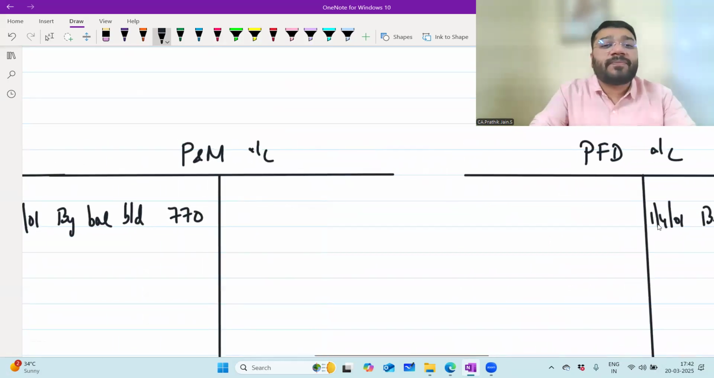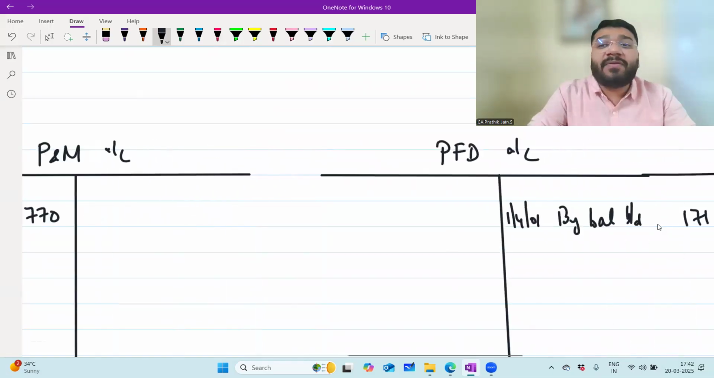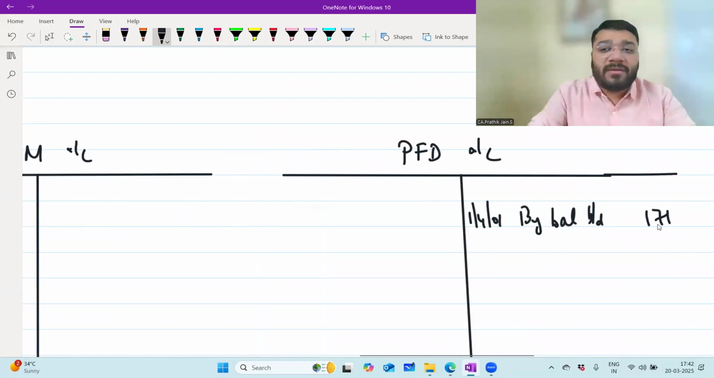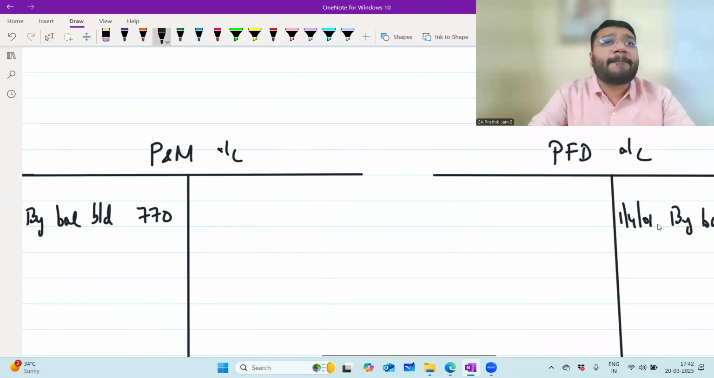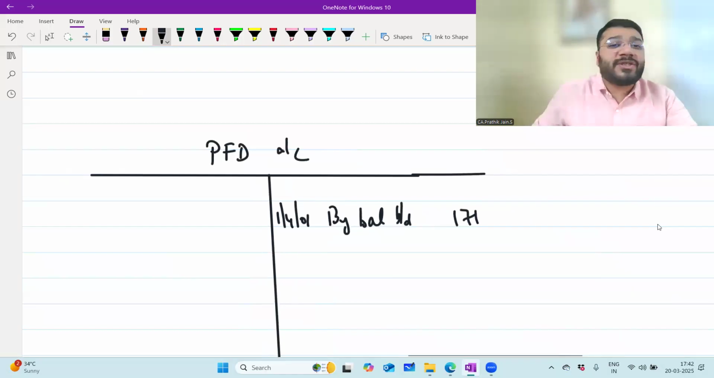Any problem in this? P&M is an asset. An asset will have a debit balance, so the opening balance is coming on the debit side. PFD is a credit balance, so the opening balance will come on the credit side. Any problem? No problem. First, we will always finish the PFD.